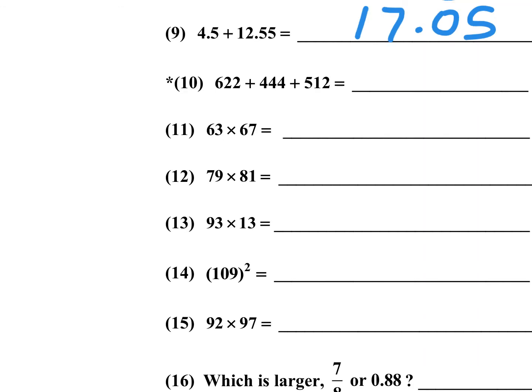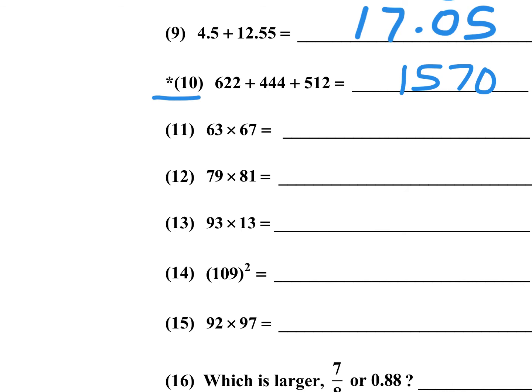Number 10 is a star problem, which means it's an approximation. And so you can do 620 plus 440 plus 510. I could do 20 plus 40 is 60, plus 10 is 70. And then I would add 600 plus 400, that's 1,000, plus 500, that's 1,500. And that's pretty good for an approximation.